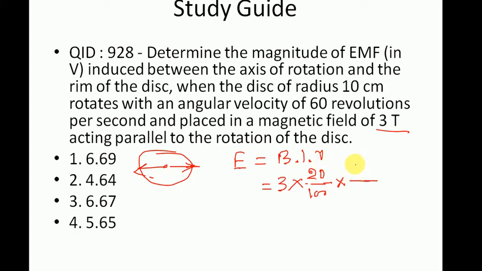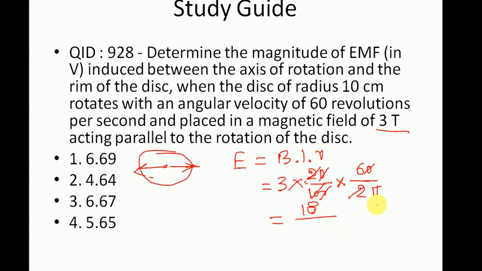V, what is V? V here is a linear velocity, but in our question the velocity is given in revolutions per second, that means the angular velocity. Now if I want to convert the angular velocity to velocity, what I have to do is 60 divided by 2 pi. That is my linear velocity. Now if I eliminate this 0, this 0 cancelled, this 2 cancelled, so ultimately 6 into 3, that is 18.